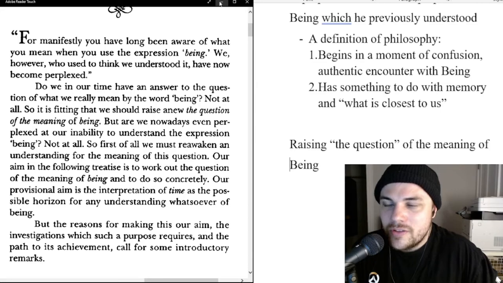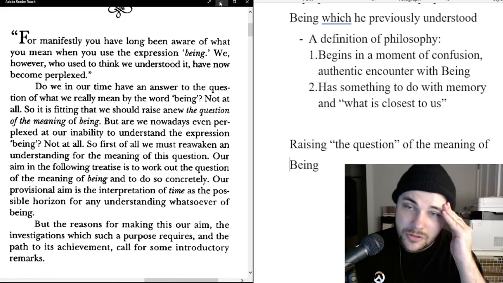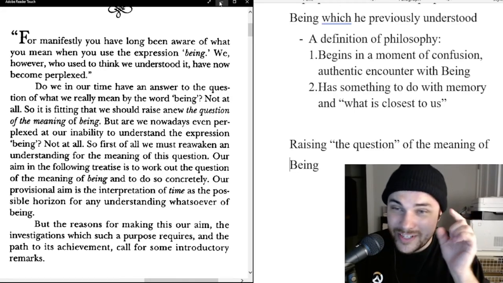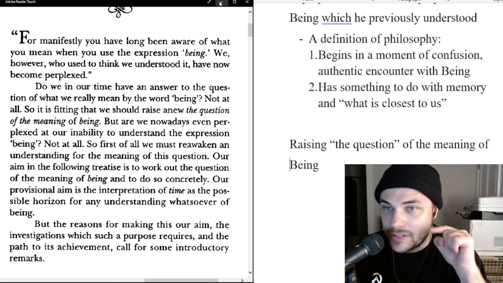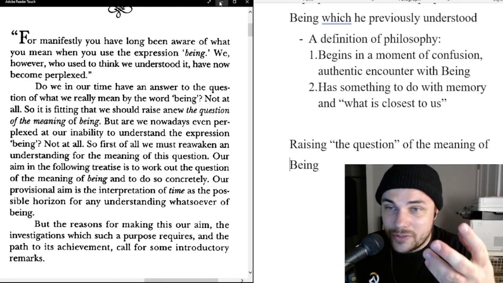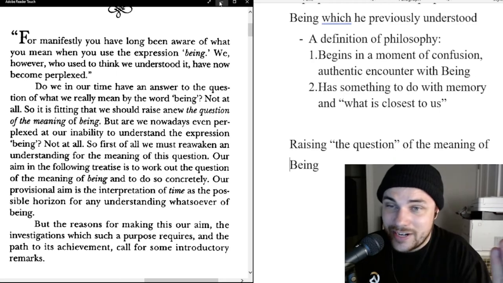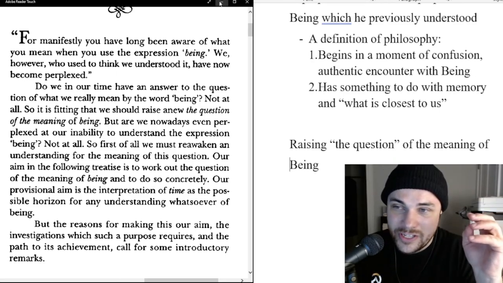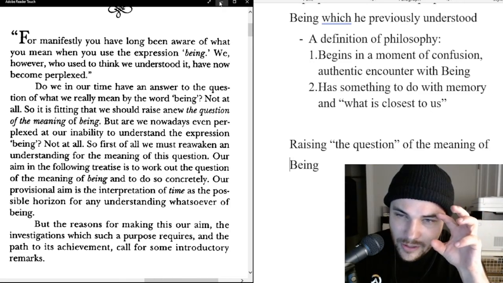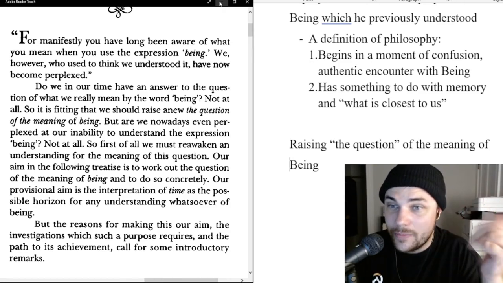So the goal of this book, right, our aim in the following treatise, is to work out the question of the meaning of being and to do so concretely, which is important, right? There's a goal which is present here and completely disappears in the later work. There's a goal of doing so concretely rather than abstractly, rather than free-floating metaphysical speculation. It's to be concrete and, you know, phenomenological.